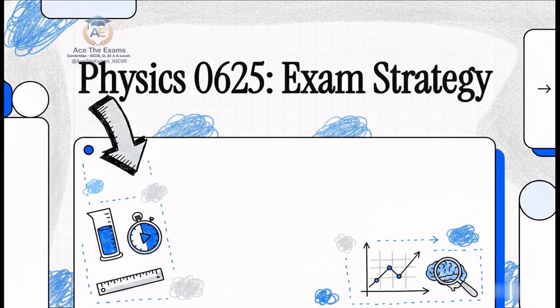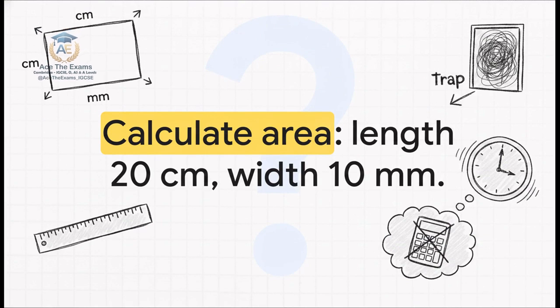We're jumping straight into the deep end of measurement, units, and exam strategy to make absolutely sure you never lose these easy marks again. Let's get into it. So, take a look at this exact exam scenario. You're asked to calculate the area of a rectangle. The length is 20 centimeters and the width is 10 millimeters. It seems like a ridiculously simple calculation, right? I mean, you just multiply length by width and you're done.